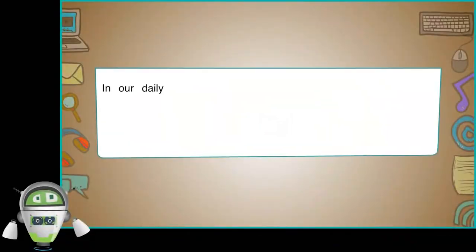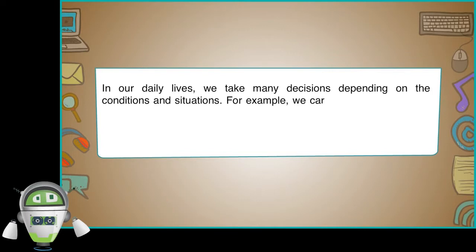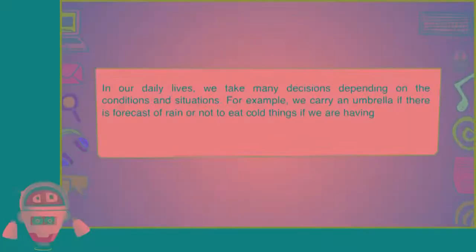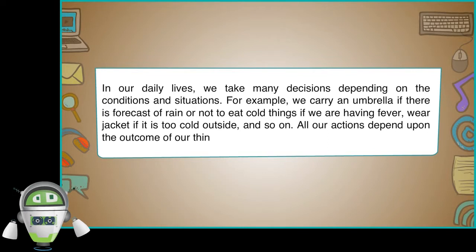In our daily lives, we take many decisions depending on the conditions and situations. For example, we carry an umbrella if there is a forecast of rain, or do not eat cold things if we are having fever, wear a jacket if it is too cold outside, and so on. All our actions depend upon the outcome of our thinking, and we take decisions accordingly.